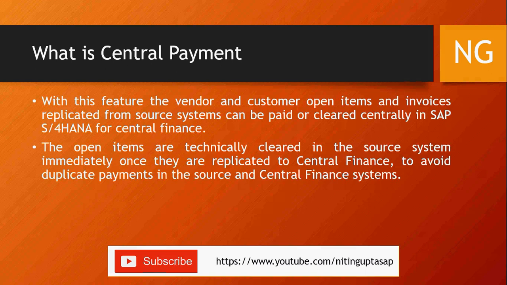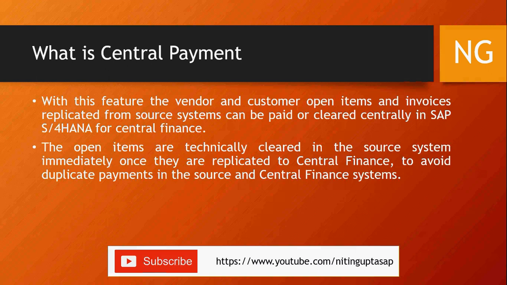Central payment is basically the feature where the vendors' and customers' open items and invoices replicated from source systems can be paid and cleared centrally in the S/4HANA system. So what happens is you post an invoice in ECC, for example a vendor invoice or a customer invoice. Now that's supposed to be replicated to the S/4HANA system as an accounting document. Now the question comes, how are you going to make the payment? Are you going to make the payment in ECC or in the S/4 system?